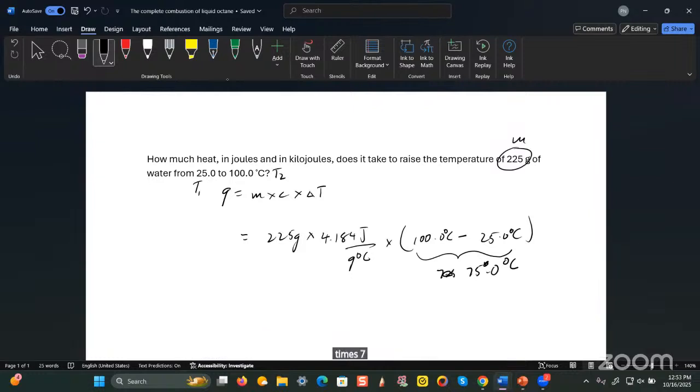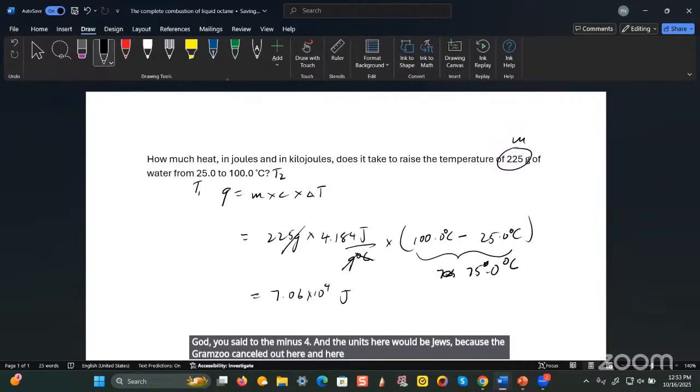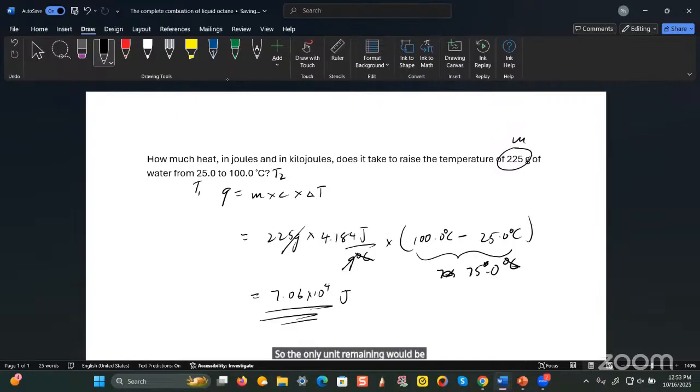And then according to my calculation, that works out to be equal to 7.06 times 10 to the minus 4. And the units here would be joules, because the grams will cancel out here and here. Degrees Celsius will cancel out here and here. So the only unit remaining would be joules. And that would be the answer. All right. Any questions about this one? Any questions?